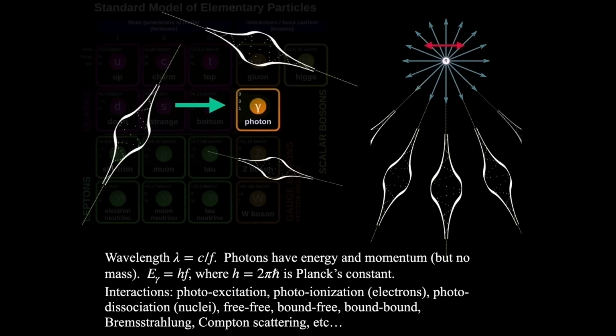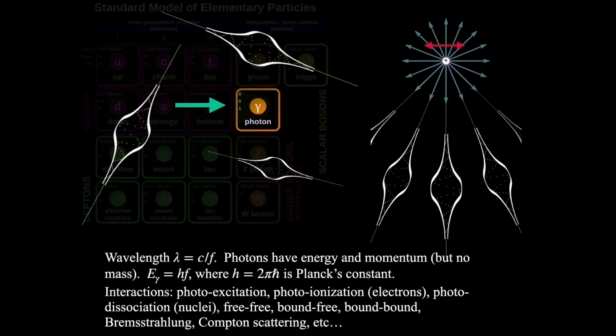And both are measurable. So as a wave, it has a wavelength of lambda, which is equal to the speed of light divided by the frequency. And as a particle, photons have an energy and a momentum. But remember, even though they have momentum, they have no mass, where the energy of the photon, and we always use the subscript gamma for a photon, is equal to Planck's constant times the frequency, where h is equal to 2 pi times h bar, which is, of course, Planck's constant.